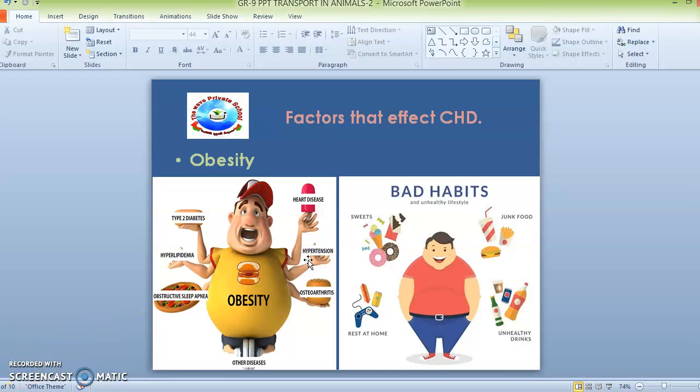And the next factor is obesity. We all know this one. Being overweight leads to CHD. Being very overweight increases the risk of coronary heart disease. Keeping your body weight at a suitable level and taking plenty of exercise help to maintain the coronary arteries in a healthy condition.